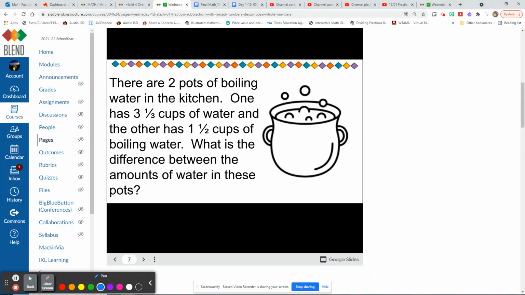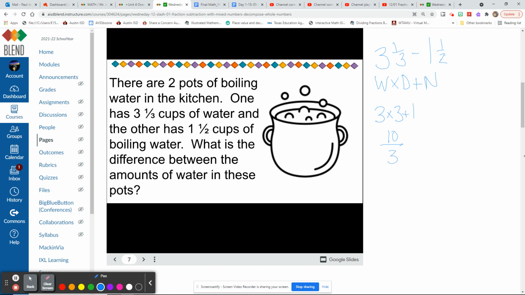Right, so we're going to look at this a couple different ways. First way is 3 and 1/3 minus 1 and 1/2. Let's go ahead and turn this into improper fractions. Whole times denominator plus numerator. So we're going to take 3 times 3 plus 1. 3 times 3 is 9, plus 1 is 10.